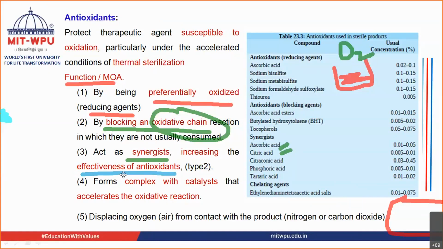There are other agents which form complexes with the catalyst that accelerates the oxidation reaction. So there may be some agents present which are increasing the rate of oxidation. So what you do is you add chelating agents over here. Now these agents, what they do is they club with this.